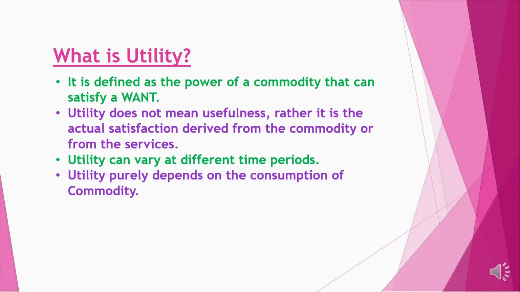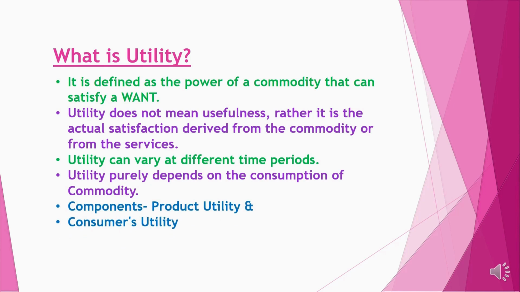Based on the utility of a commodity or goods or services, an individual decides whether to purchase the commodity or not. So utility purely depends on the consumption of the commodity. Utility has the following two important components. One is product utility. It satisfies the requirements of a consumer. Second is consumer's utility. It is the psychological feeling of pleasure by a consumer from consumption of the commodity. That is, it is a post-consumption phenomenon.